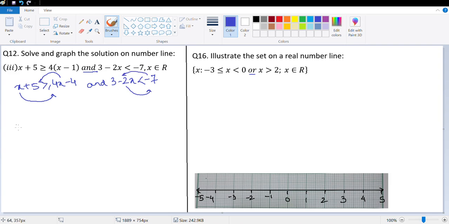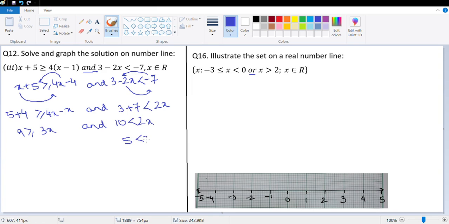I always prefer to keep x positive. If I make the x negative, then I will have to multiply or divide by negative 1, and multiplying and dividing by negative 1 changes the sign of the inequality. So I prefer to keep x always positive. So this is 3 plus 7 less than 2x. This is 9 more than or equal to 3x and 10 less than 2x. This is 5 less than x and 3 is more than or equal to x.